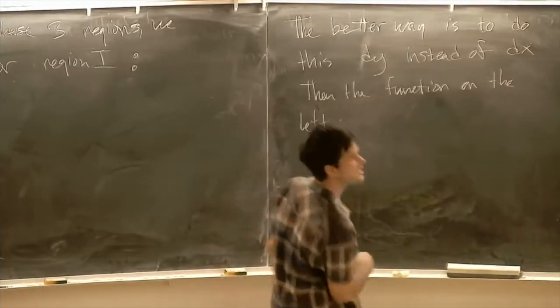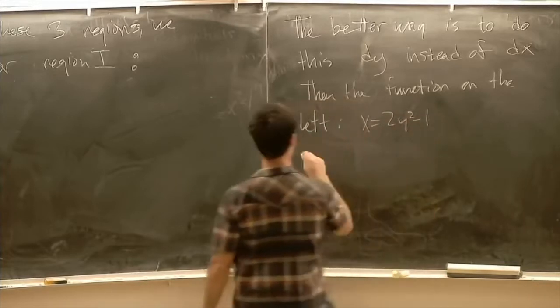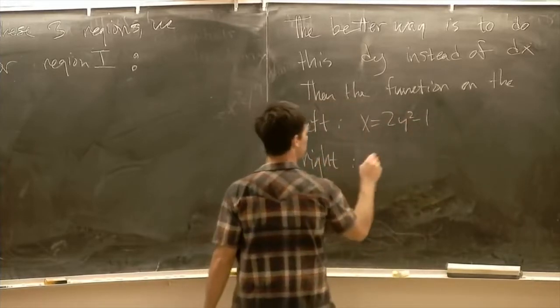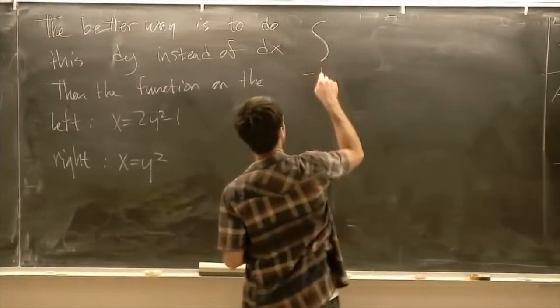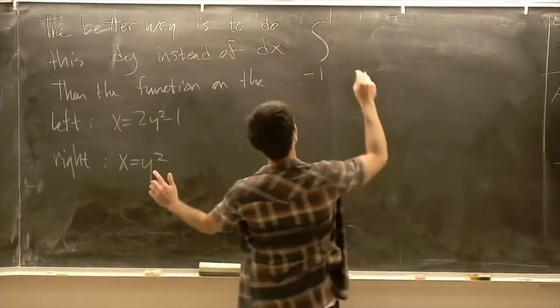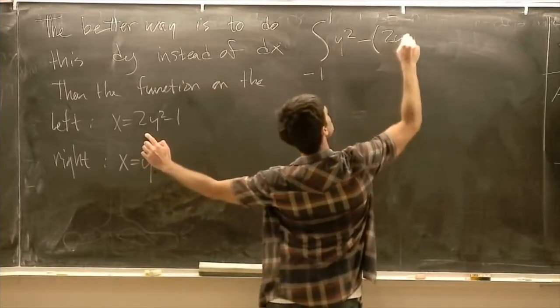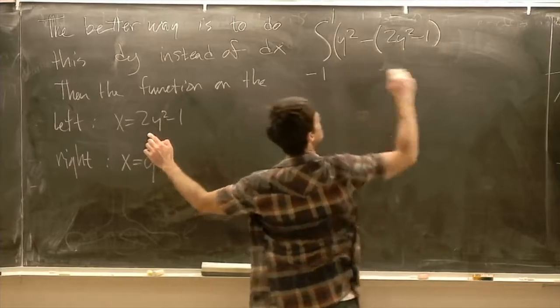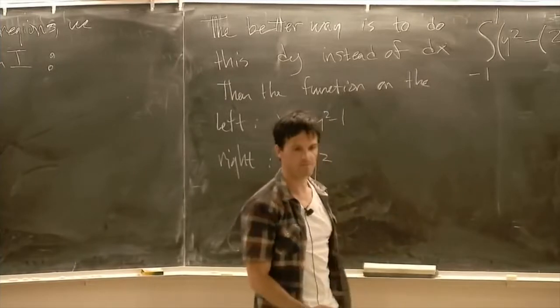On the left is x equals 2y squared minus 1. On the right, that's x equals y squared. The y values start from -1 and go up until 1. So it'll be the integral from y equals -1 up to 1 of y squared minus (2y squared minus 1) dy. And this will give you the answer.